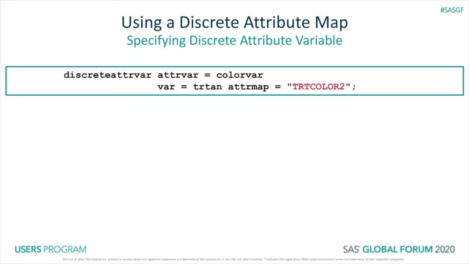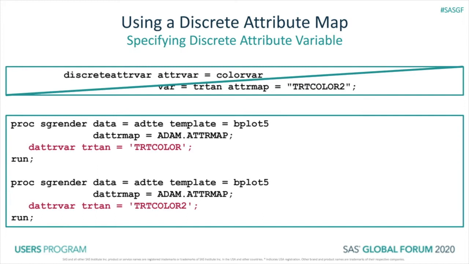You can actually do this on the rendering statement. When you go to render that template, you would just specify DATTRVAR and specify the variable and what attribute map you want to associate it with. You'll see I have two statements here. The first one is referencing treatcolor. The second one is referencing treatcolor2. So now I can go back and forth between the two colors without ever having to change that PROC TEMPLATE.